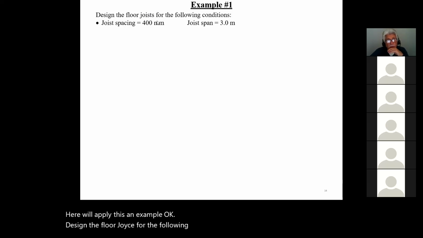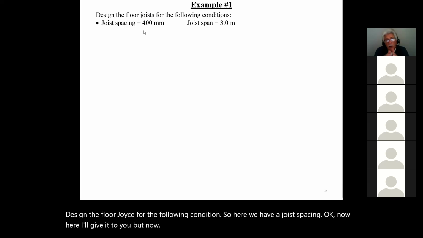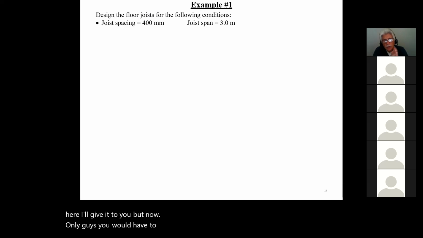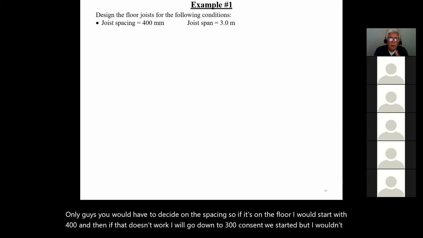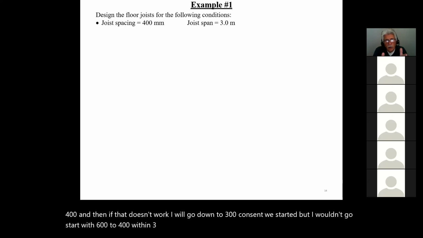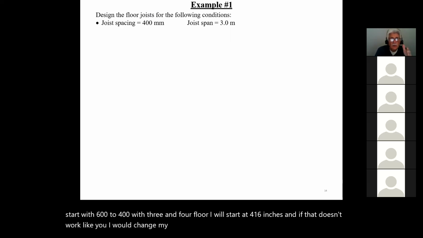So here we have a joist spacing. Now, here I'm giving it to you, but normally, guys, you would have to decide on a spacing. If it's a floor, I would start with 400, and if that didn't work, I would go down to 300. I wouldn't start with 600. I would start at 400, 16 inches, and if that doesn't work, I would change my spacing to 12 inches, and if that doesn't work, well, then I'd look at doing something else.